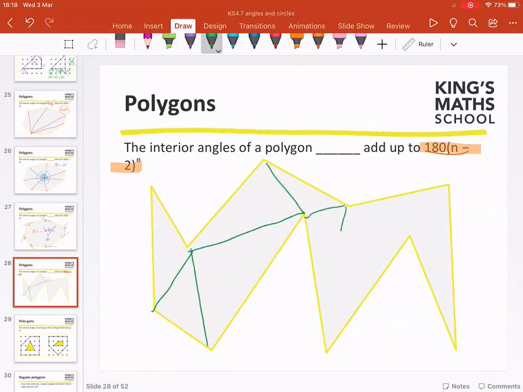So something like that, right? So triangulate it like that by joining up vertices to make triangles. And then think about, what does that give me? That's going to give me 180 something. How many triangles have I got? I've got 1, 2, 3, 4, 5, 6, 7, 8, 9. How many sides did I have? So how does the argument work?